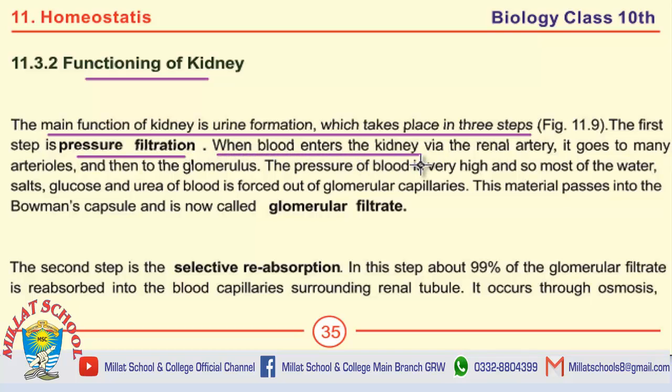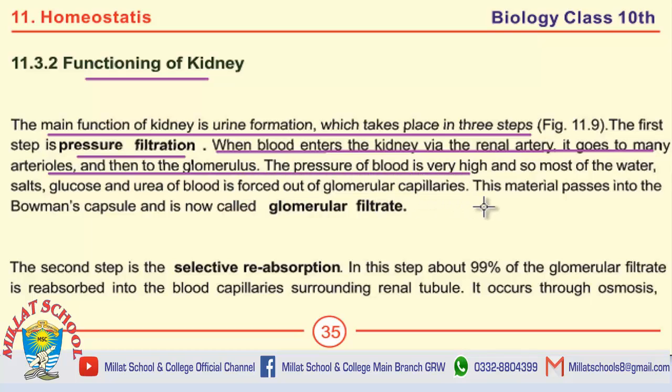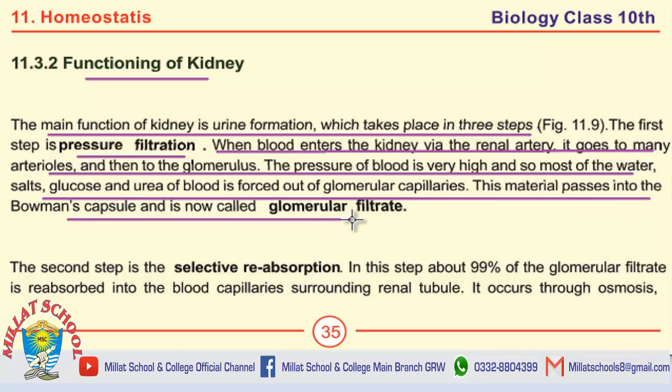When blood enters the kidney via renal artery, it goes to many arterioles and then to the glomerulus. The pressure of blood is very high, and so most of the water, salts, glucose and urea of blood is forced out of glomerular capillaries. This material passes into the Bowman capsule and is now called glomerular filtrate. Define glomerular filtrate. This also includes these basic sentences.